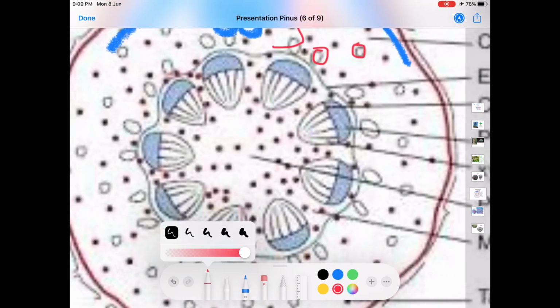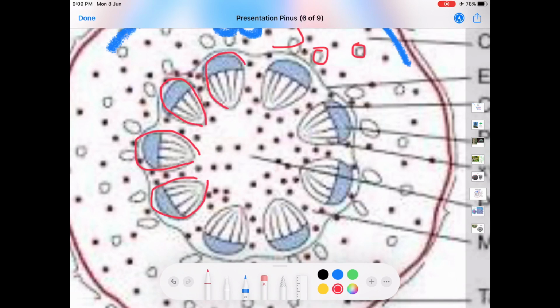And these vascular bundles are arranged in the form of a ring. You can see 5 to 10 vascular bundles arranged in the form of a ring, as in the case of a normal dicot stem. The central region is occupied by the pith.